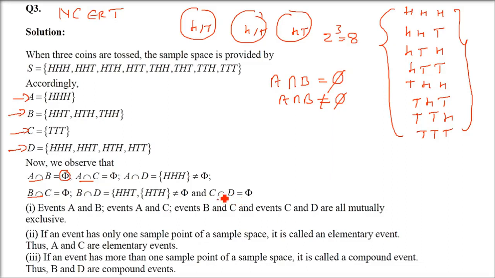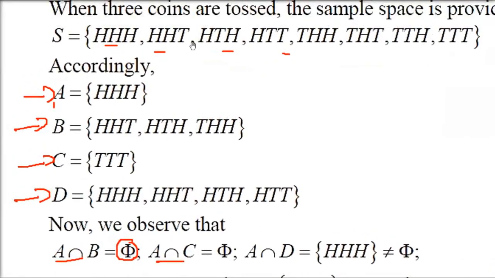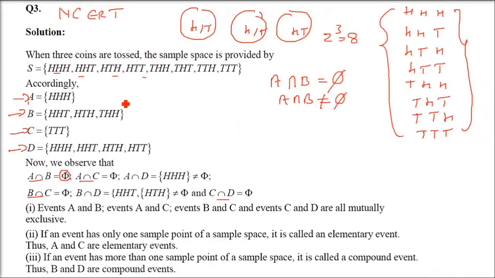The second part is, which events are elementary events? Elementary events means, if you take the sample space and take out one of the elementary events, that has to be one part of the set. So if you see A and C, they both are sets which have taken only one value from the sample space. So HHH and TTT, these 2 are elementary events. Elementary means only one element should be there.